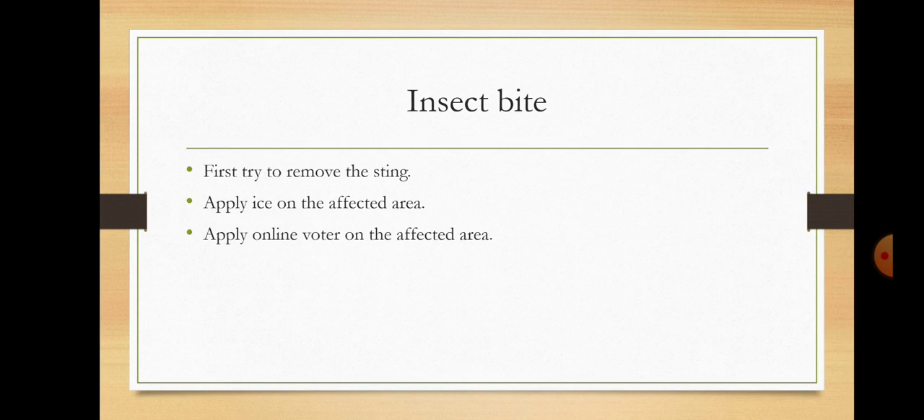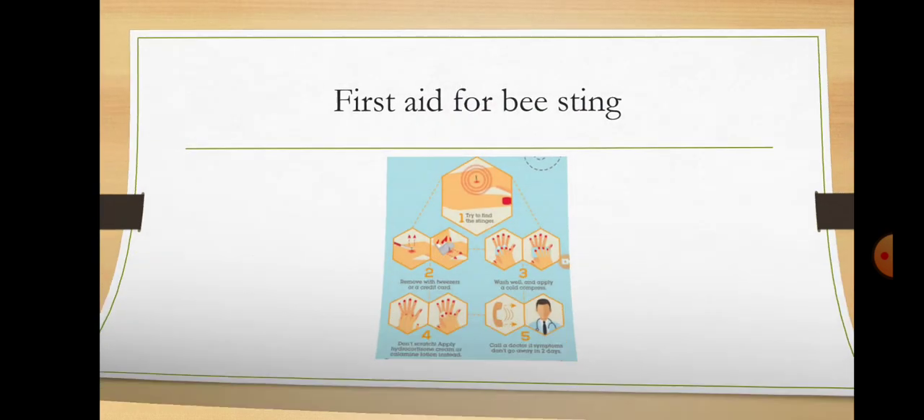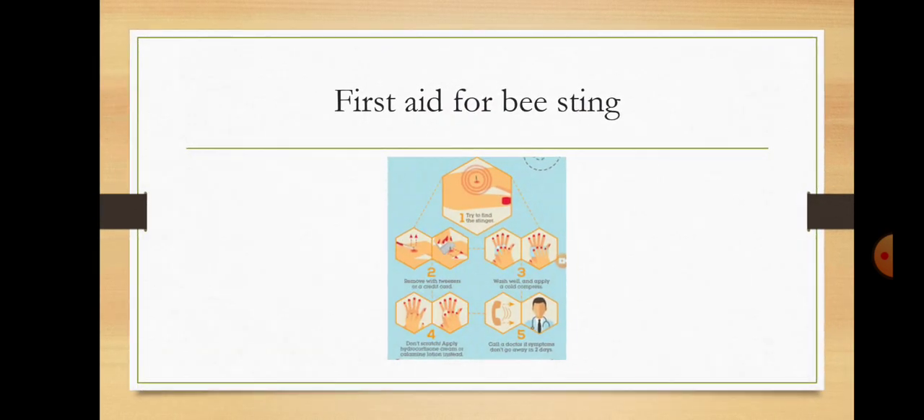First of all, we try and remove the sting. Then after that we apply ice on the affected area, and we can also apply lime water on the affected area. Here are the steps which need to be followed for a bee sting. First the sting is removed, then ice is applied, or alternatively you can apply lime water.